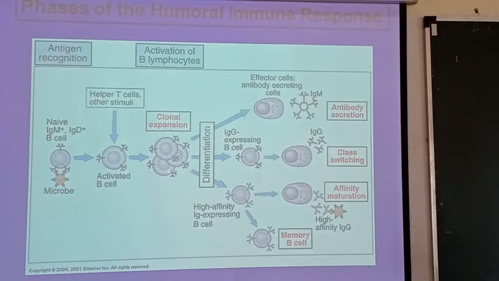This is clonal expansion. Once this clonal expansion takes place, differentiation of these cells again takes place, and the effector cells, the antibody secreting cells, are produced. These effector cells secrete antibodies. This is IgM. And second, there is class switching, that is, IgM is shifted to IgG. And the high affinity expressing B cells produce memory cells, and the memory cell is kept for a longer period of time.